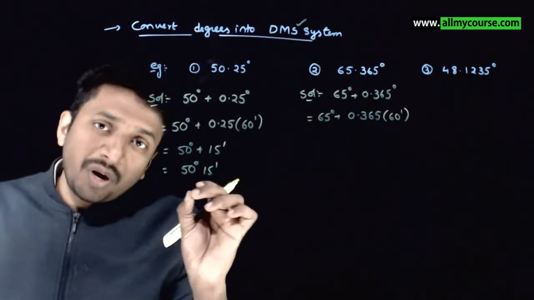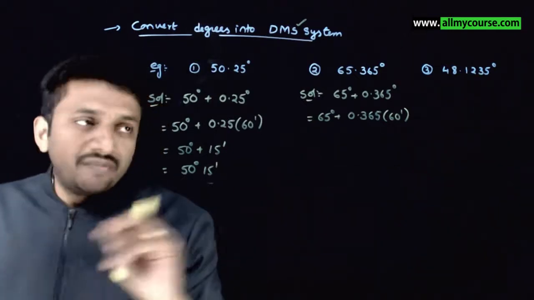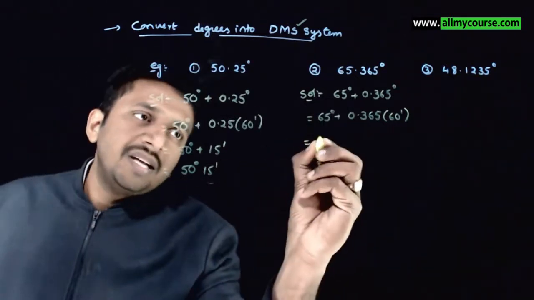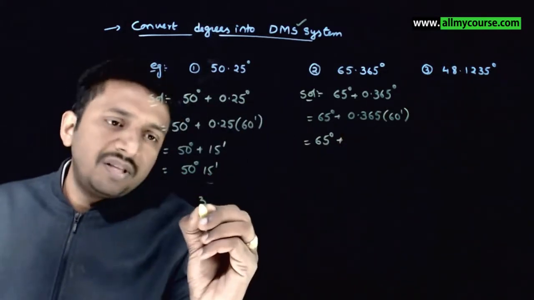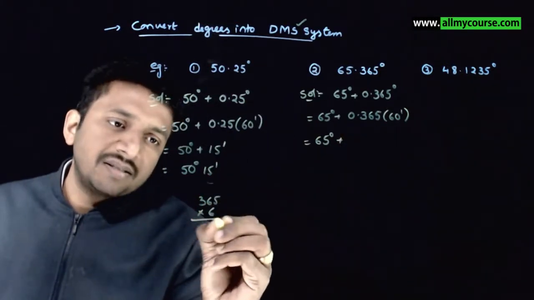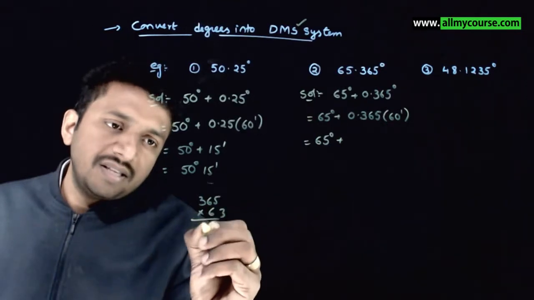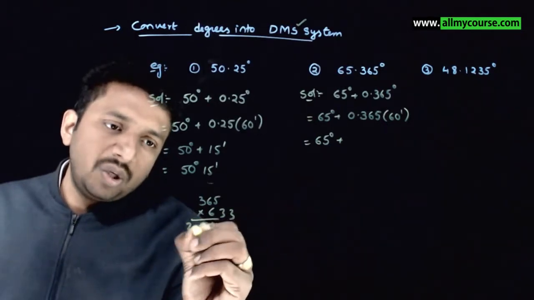So 0.365 degrees is nothing but 0.365 into 1 degree, and 1 degree is 60 minutes. That is equal to 65 degrees plus, if I multiply these two, 365 into 6: 6 6s are 36, 9, 3 18, 21.